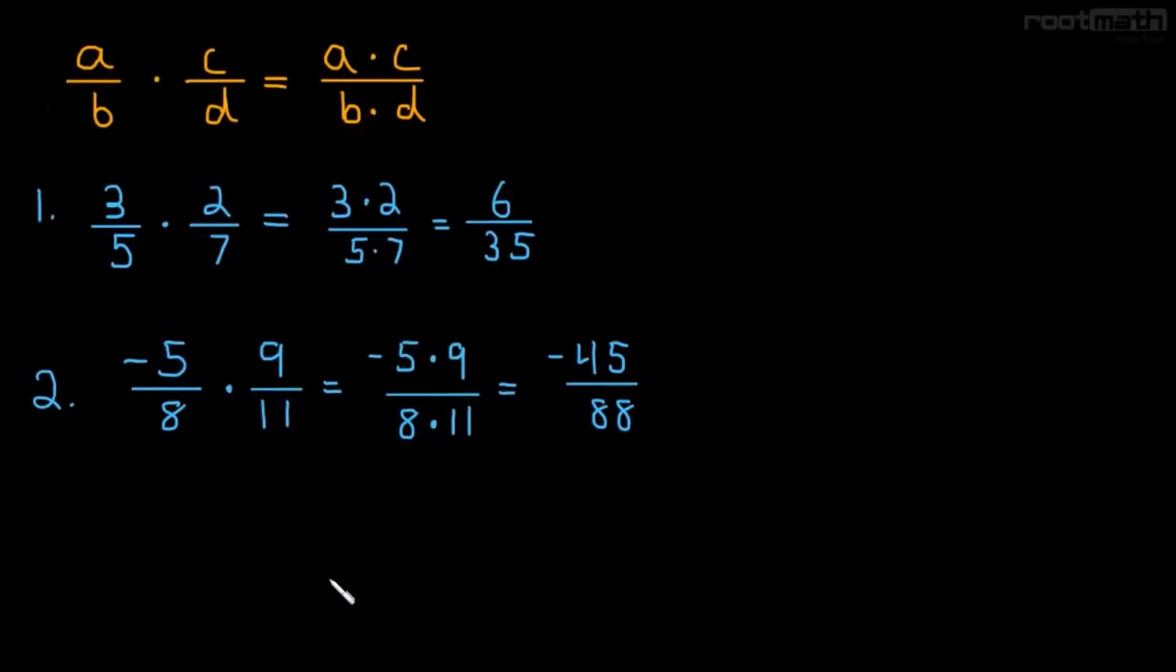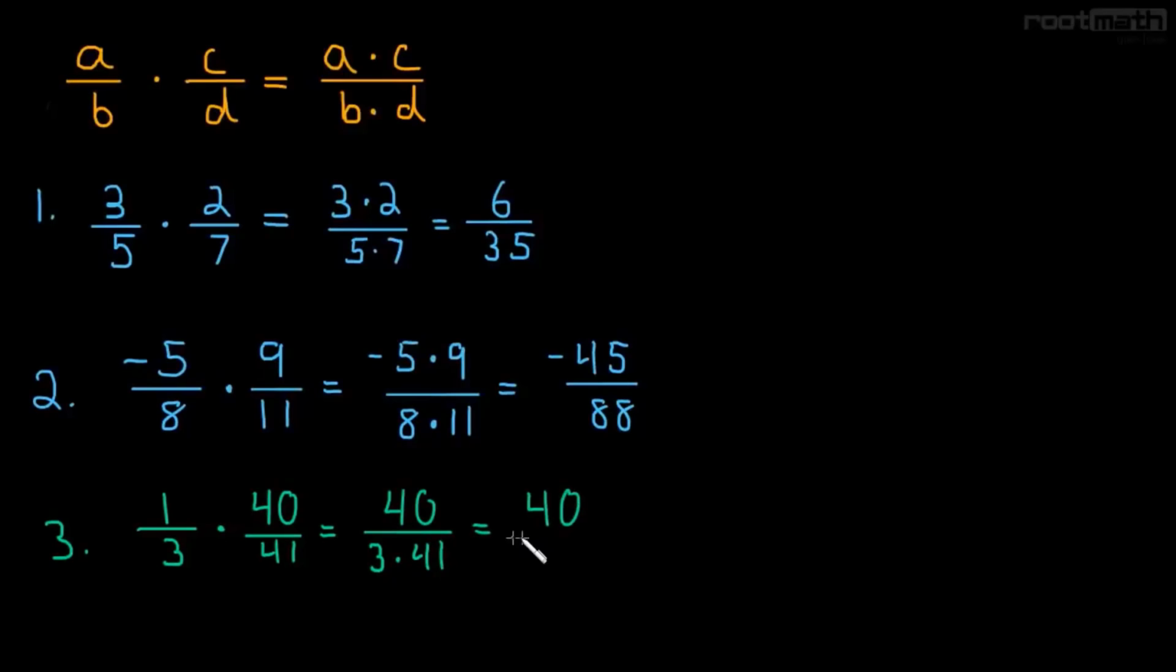Just to be thorough, why don't we do one more example and then we'll talk about something different. How about 1/3 times 40 over 41? Well, 1 times 40 is just 40 over 3 times 41. So this is 40 over 123.